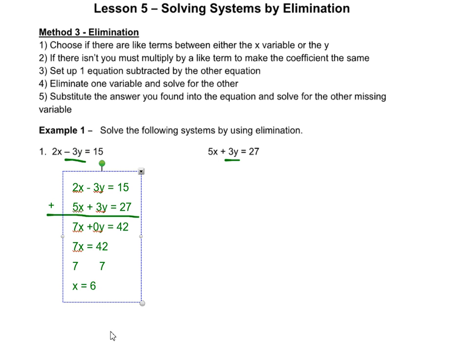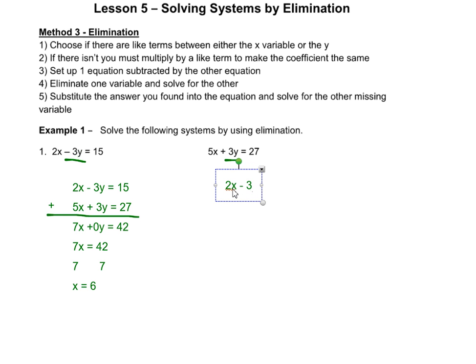Now I can take that x equals 6 and I can sub it into one of these two equations. It does not matter which one I sub it into. So I'm going to take the equation 2x minus 3y is equal to 15. I'm going to sub in 6 for x. So I have 2 times 6 minus 3y equals 15. So 12 minus 3y is equal to 15. I'm going to subtract 12 from both sides.